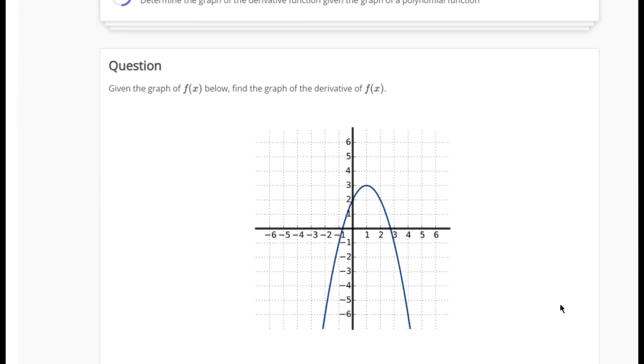Find the graph of the derivative of f. This is a picture of f. You can see that this f has a horizontal tangent when x is 1. It's negative to the right of 1, and it's positive to the left of 1. So the graph of f prime is going to be a line with negative slope that crosses the x-axis at 1.